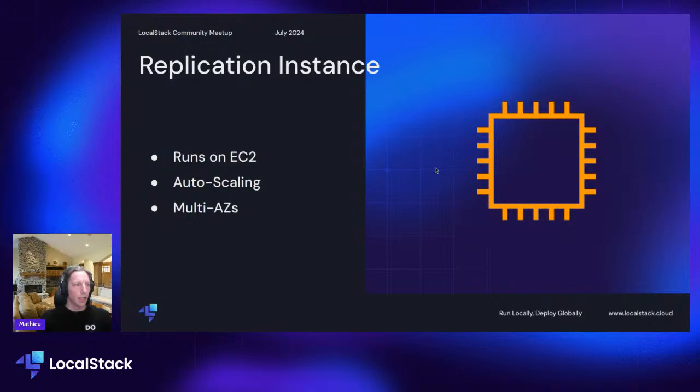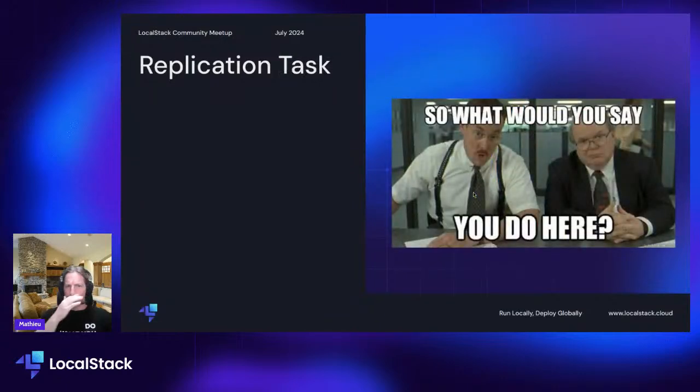The replication instance, like I mentioned earlier, this runs on EC2, and as you configure your replication instance, this is where you will configure everything going from scaling, multi-AZ, how much memory it has, what's the size of the EC2 that you're using. So it's really just configuring the bare bone of it. And then the replication task, in a sense, this is where everything happens.